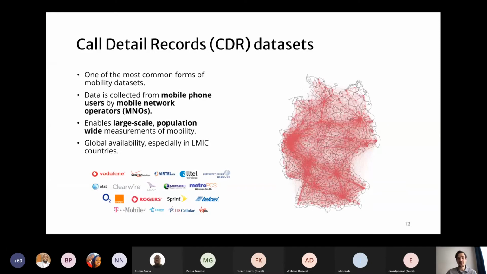Because these MNOs often have very good coverage of the population in a country, that makes it easy to capture a large-scale picture of the whole population. A big advantage is also the global availability of this data, because there is a high proliferation of mobile phones globally now, especially in low or middle income countries where other data sources might not be as prevalent. So this is the biggest advantage that call detail record datasets offer.